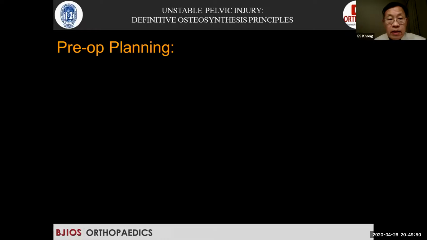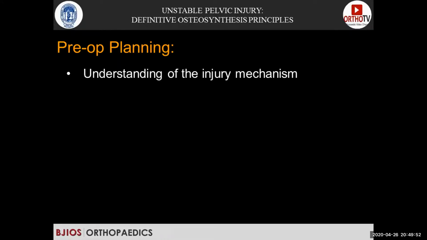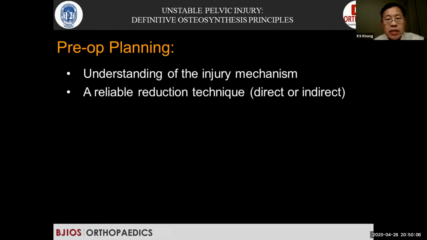Pre-op planning. We are assuming now that the patient is quite stable. What you need to do is you have some time to understand the injury mechanism. You would probably have a few days in ICU. Look at the patient, study the images as has just been shown. You have to plan by deciding what you want to do. The main thing is that you have to have a reliable reduction technique.